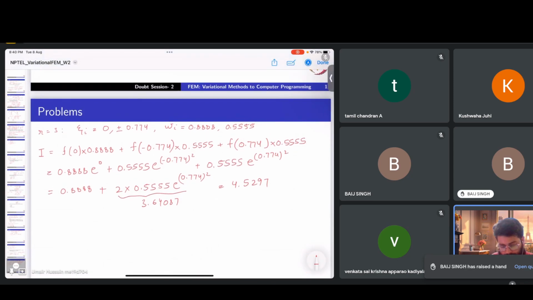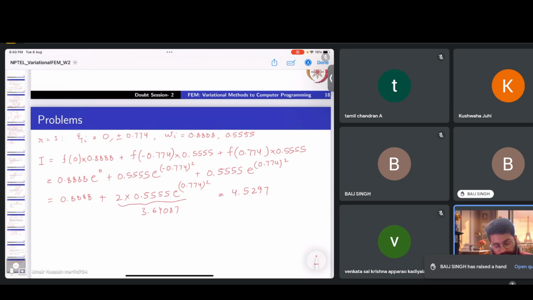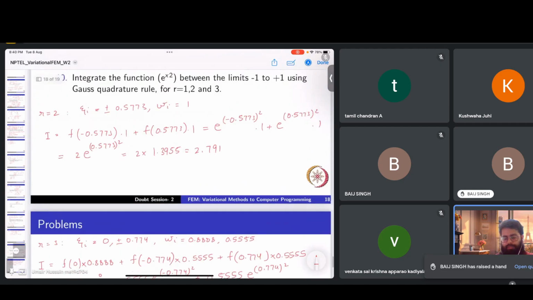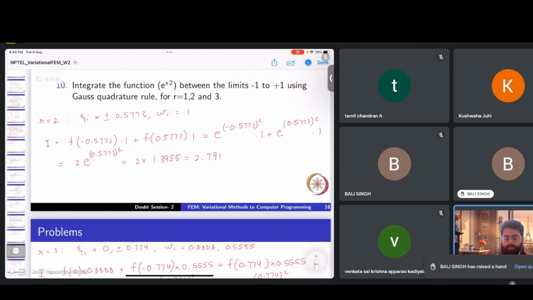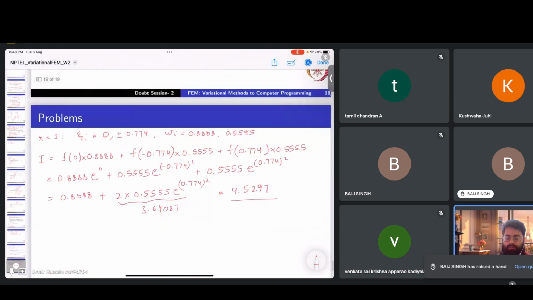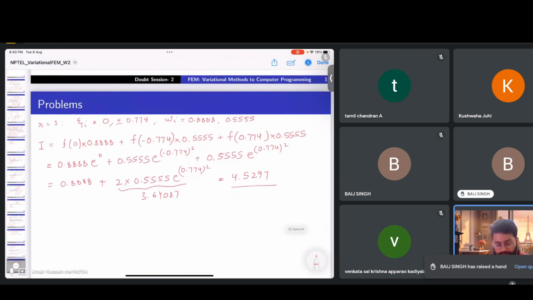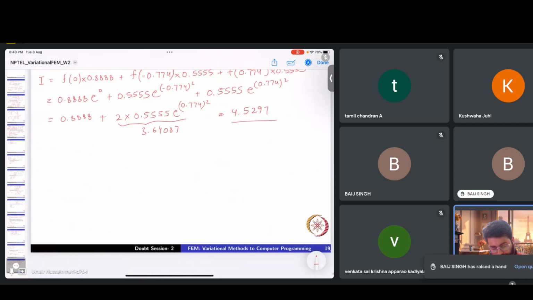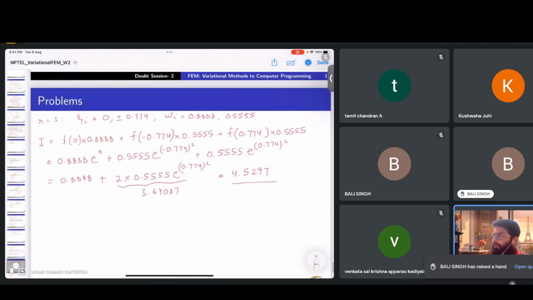We get this solution for 3 points. So we see as we increase the number of points, the value of the integral is increasing, and if we keep on increasing the points, we'll get a more accurate solution. But since it's a non-polynomial integral, we will never get an exact solution as in the case of polynomials. So I hope this was clear.